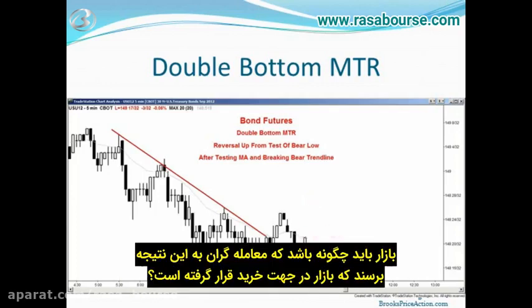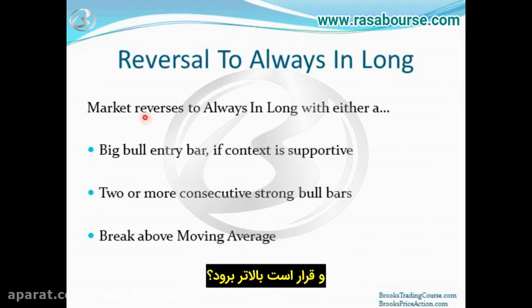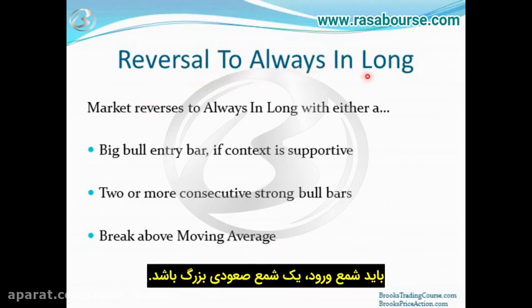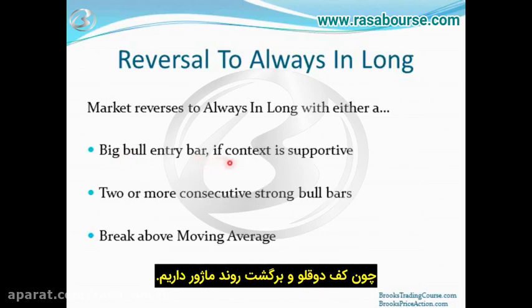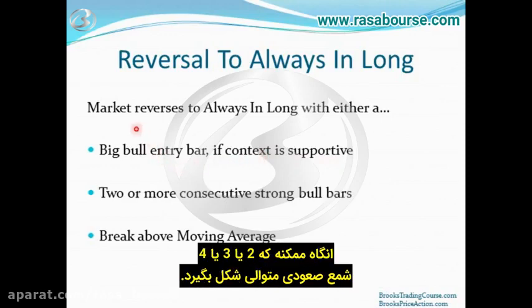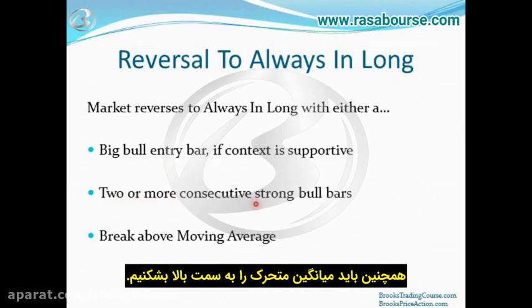Okay, what does the market need to make traders believe that it's always in long, that it's going higher? They either need a big bull entry bar, if the context is supportive, and here the context is. It's a possible double bottom major trend reversal. If you don't get a very big bull entry bar or bull breakout, maybe you'll get 2 or 3 or 4 consecutive bull bars that are not necessarily big, but they're still consecutive bull bars. You also want to see a break above the moving average.